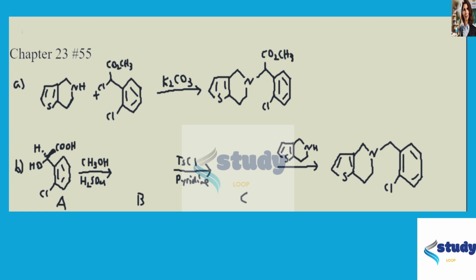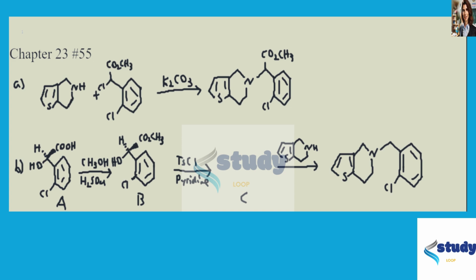So for part B, we have to identify these intermediates. And so the first intermediate B, if you look at the reagents that are being used to get from A to B, this is an esterification. And so we're making the methyl ester. Okay, so we've made the methyl ester there in B.